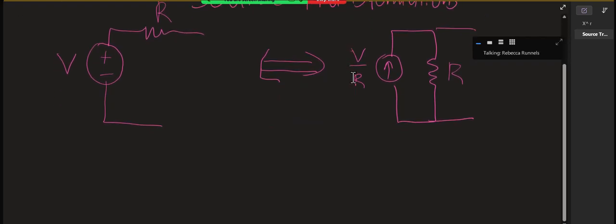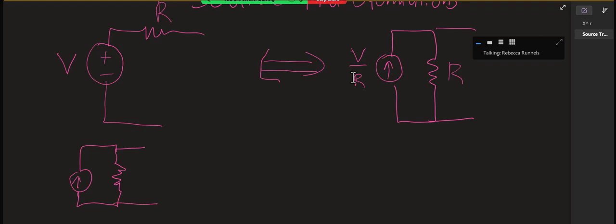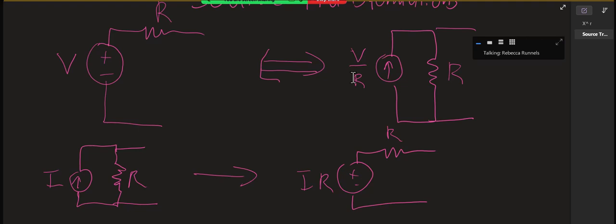Now, if I'm going from a current source in parallel with a resistor, to a voltage source in series with the resistor, my voltage source will be IR. So just use Ohm's law to figure out the value. Notice that wherever the positive terminal of my voltage source is, that's the direction that the current source goes.